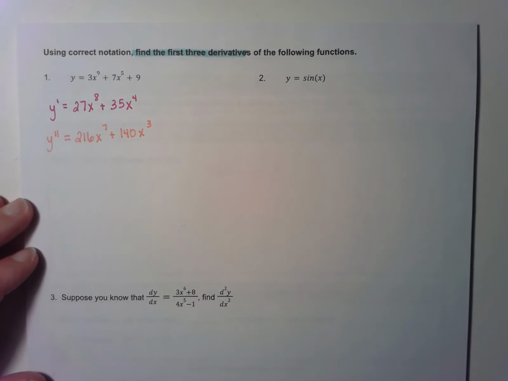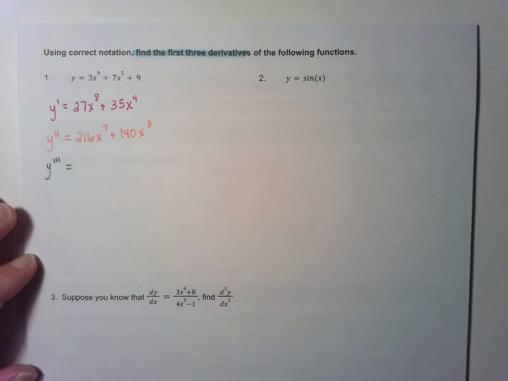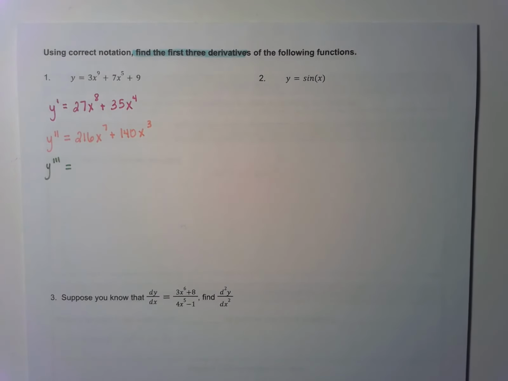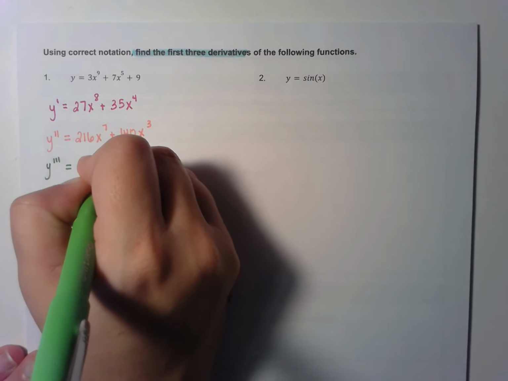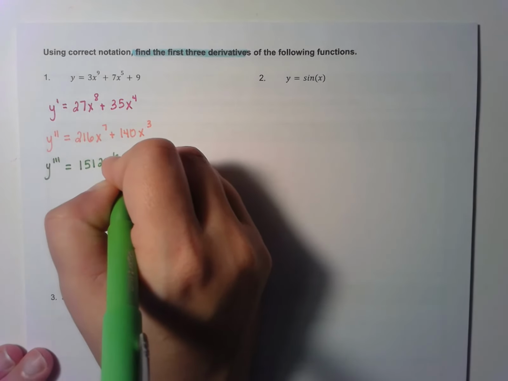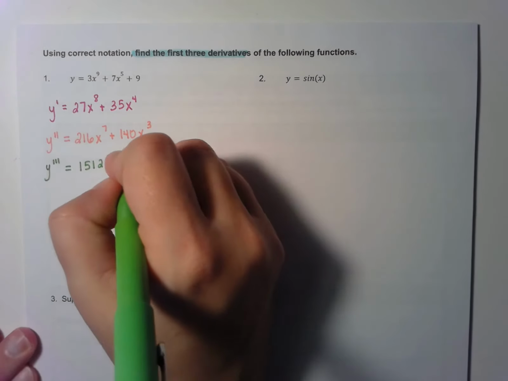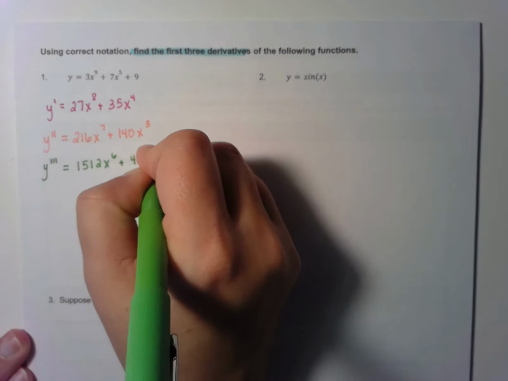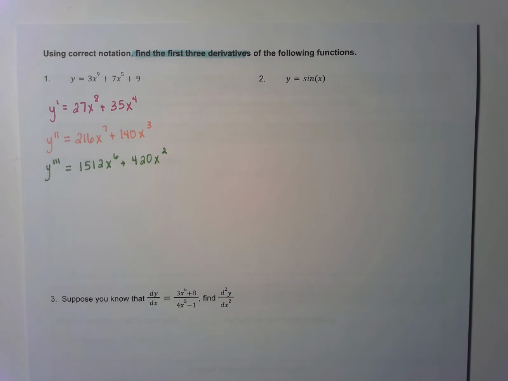Last but not least, the third derivative here, y triple prime, would be, let's see, 216 times 7 would be 1512 x to the 6th plus 140 times 3 would be 420 x squared. So it's really like, we're not really learning anything new here. We already know how to find derivatives. It's really just using the right notation when we continue to do higher order derivatives.